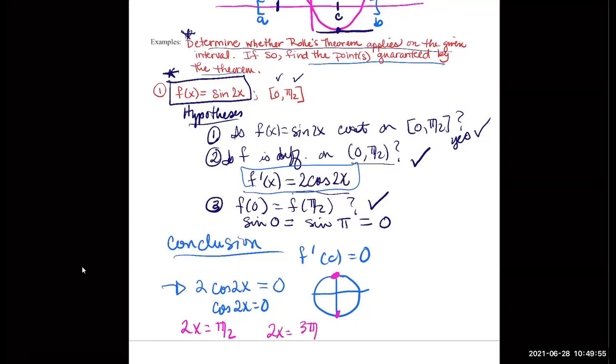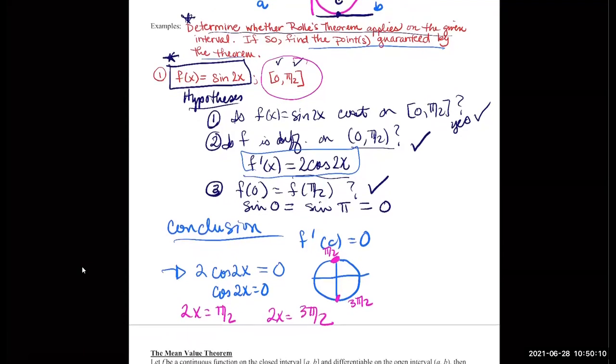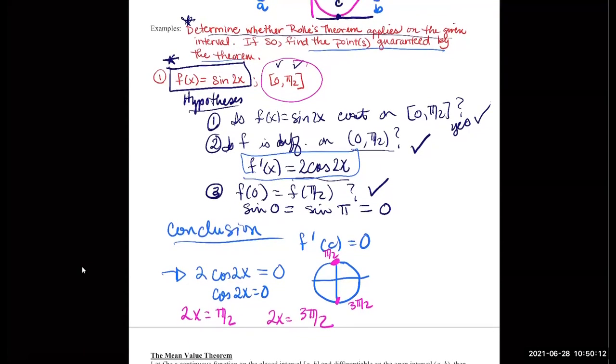And depending on what our interval is, we might have to keep going around the circle. So we know there are infinitely many answers. Those are the two that we get between 0 and 2 pi. Notice the interval we are given is between 0 and pi over 2. So as long as we find all of the solutions in that interval, we're good.